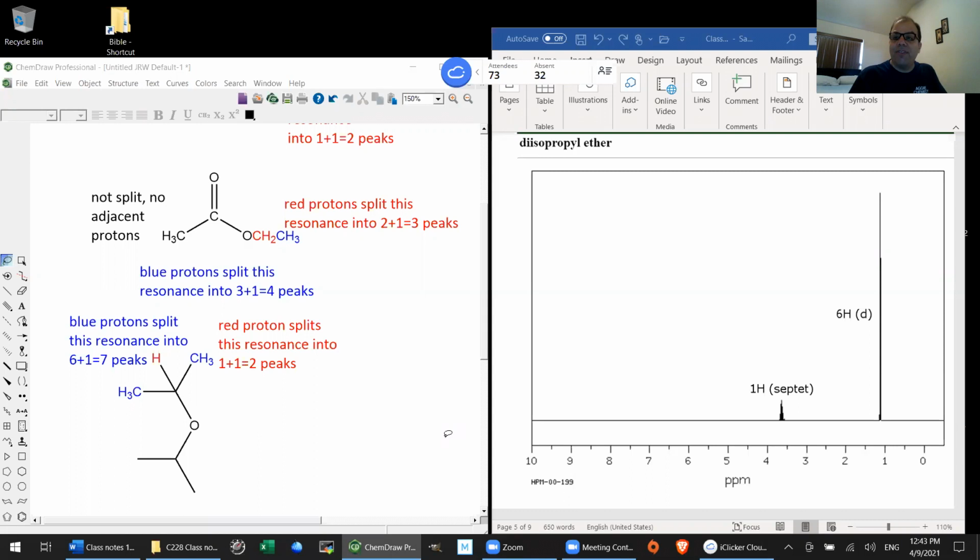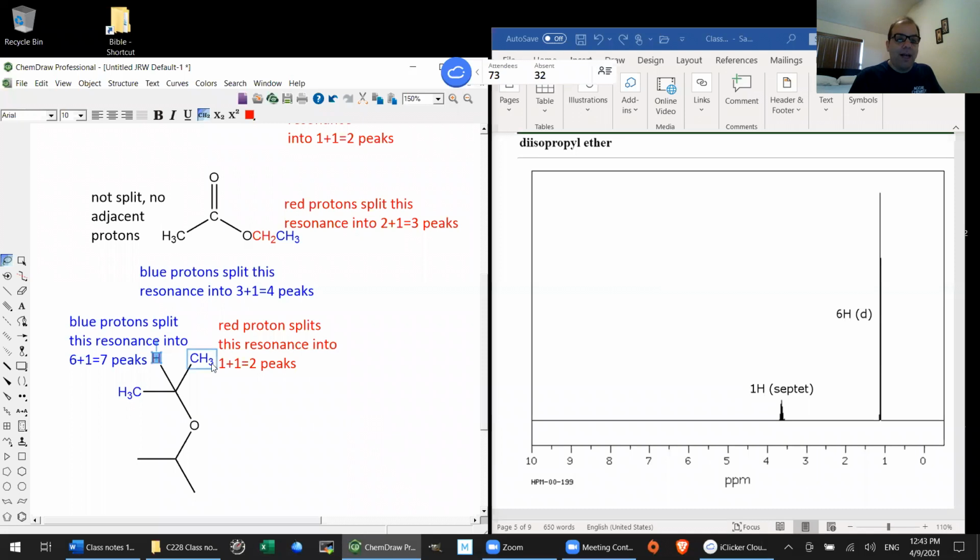The integrals match up. What about the splitting? Well, let's consider the resonance for this one red hydrogen. I think you'll agree that next door to it are 6 hydrogens, no fewer than 6. So 6 plus 1 is 7. That means we would expect to see 7 lines, and we do. If you really stare at it, you might even just be able to pick out all 7. You can just barely see them all. It's just a little bit low resolution.